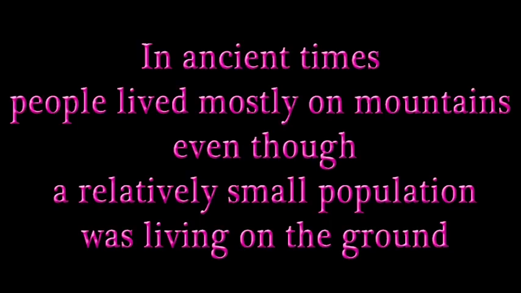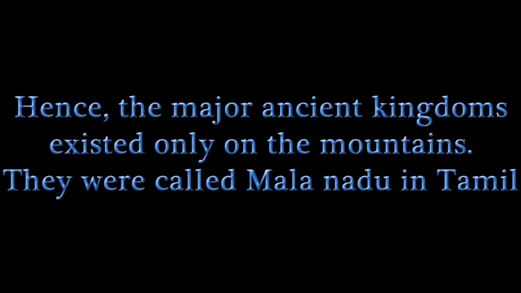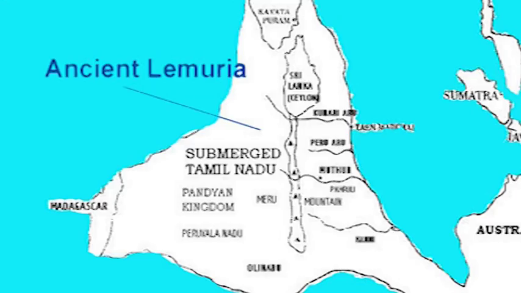In ancient times, people lived mostly on the mountains, even though a relatively small population was living on the ground. The small ground population would have been living under the local chieftains only, and they could not be called states. Hence, the major ancient kingdoms existed only on the mountains. They were called Malanadu in Tamil.